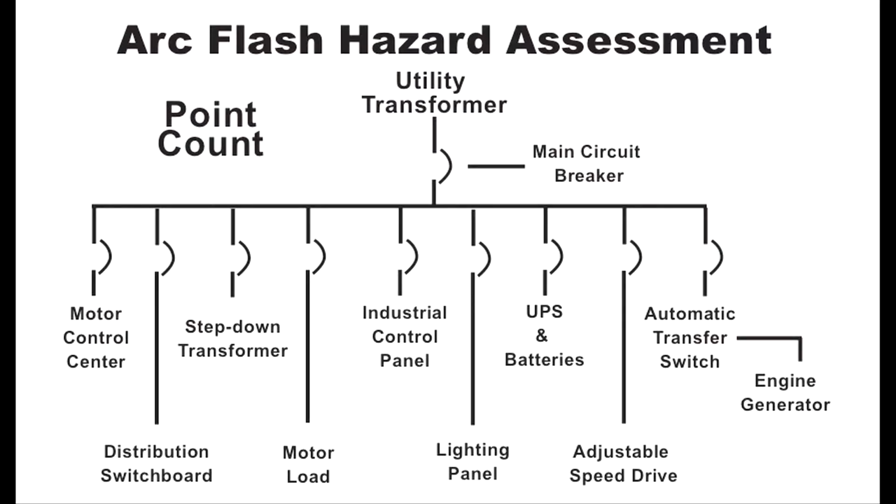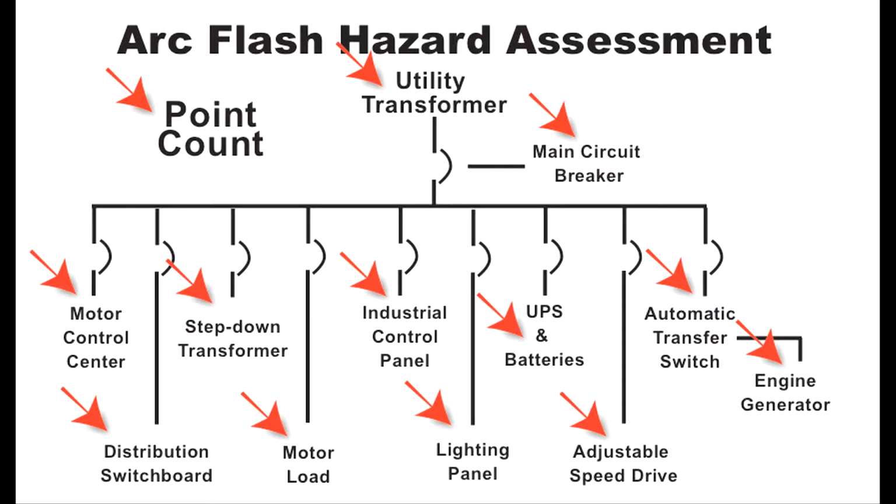Point count. The first step, point count, uses a one-line diagram to identify where calculations need to be performed throughout the electrical distribution system. The one-line drawing in this video uses red arrows to indicate which points require calculations. This process is also useful because it helps estimate the time and cost associated with the arc flash hazard assessment.